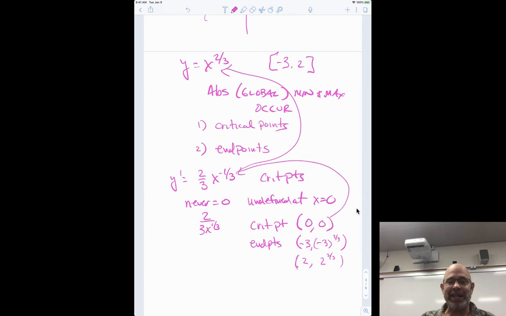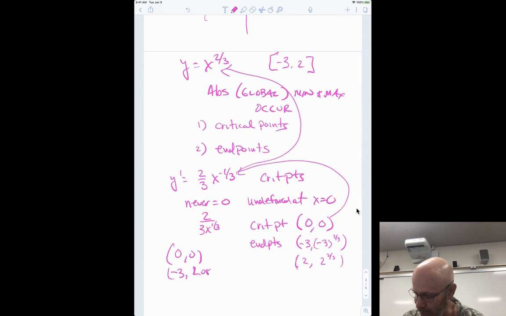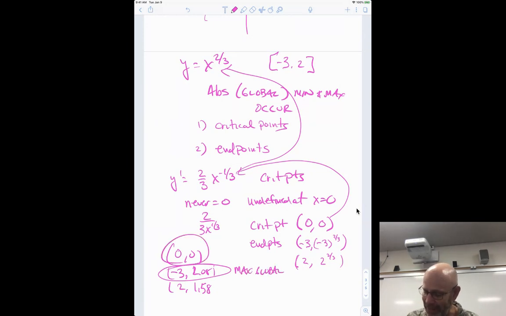So sometimes it's a little bit tricky without a calculator, knowing those actual values. If you need to use a calculator to find a value, often the numbers will come out a little bit easier. So I'm going to rewrite them. We're going to go 0, 0, and then 3 to the 2/3 is 2.08. So -3, 2.08. And then we plug in the 2 to the 2/3 is 1.58. So it looks like this is the max global, and that's the minimum.